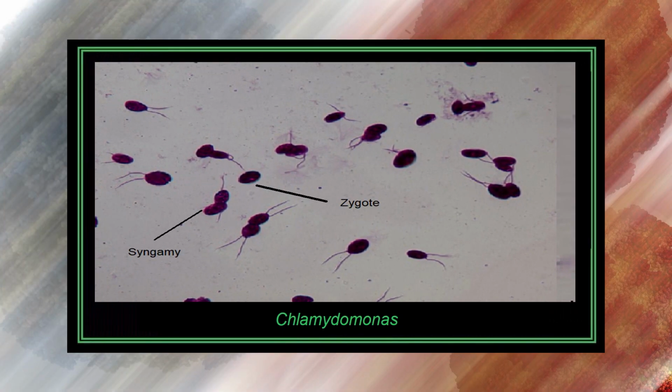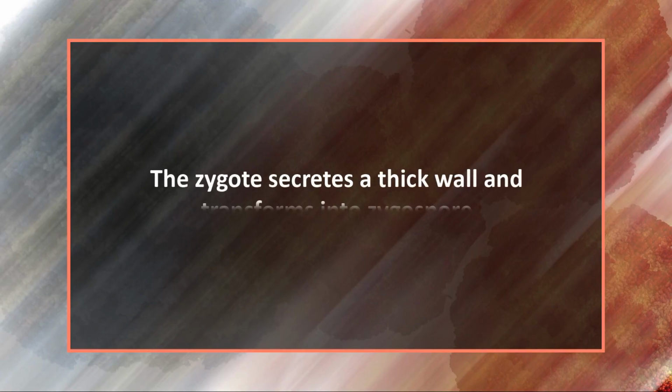The microgamete reaches the female gamete and unites by anterior ends. The contact wall between the two dissolves. After plasmogamy and karyogamy, a diploid zygote is formed. The zygote secretes a thick wall and transforms into zygospore.